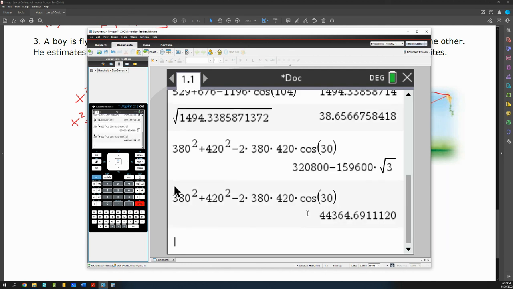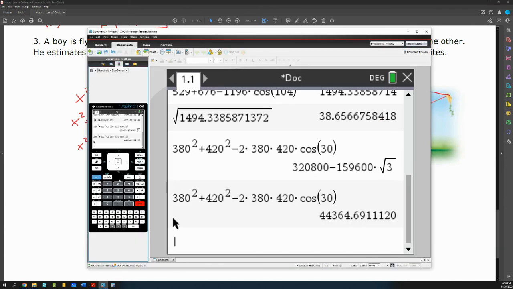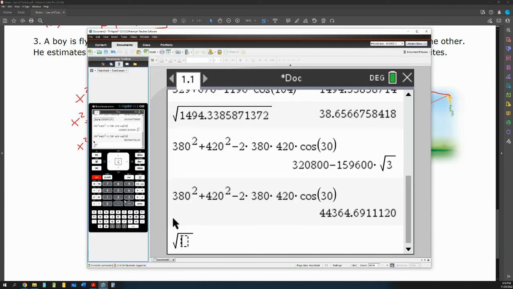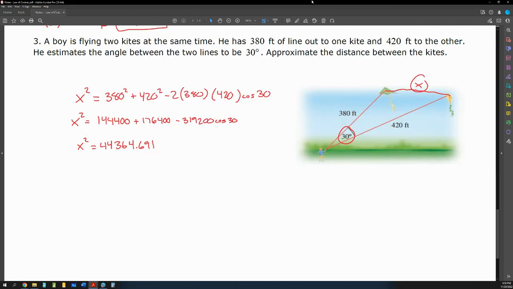So let's go ahead and hit Control Enter. That's going to give us our x squared, 44,364.691. Okay, again, that's our x squared. So we have 44,364.691. And then if we square root both sides, then we get our distance of the kites. So square root of our answer, and we get about 210 feet, 210.629 to be specific. Okay, so x is equal to 210.629 feet.